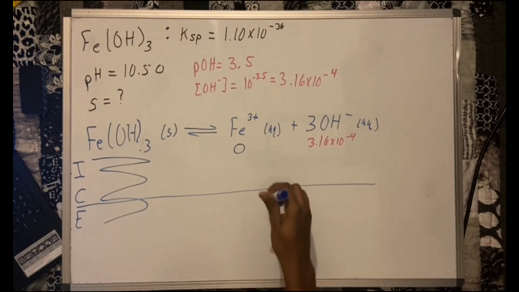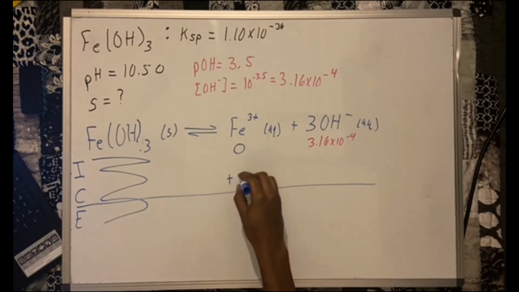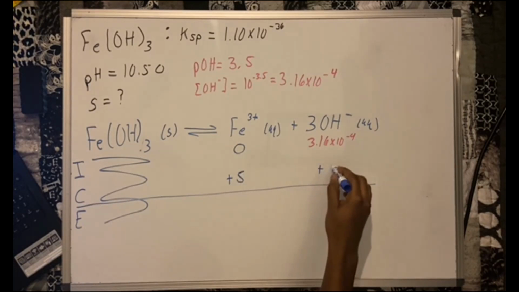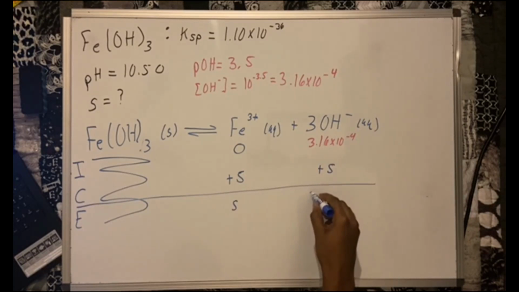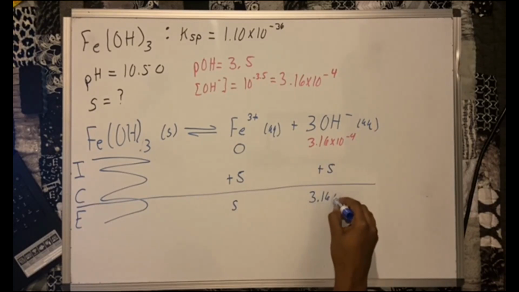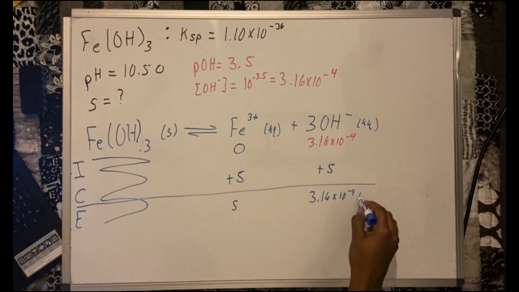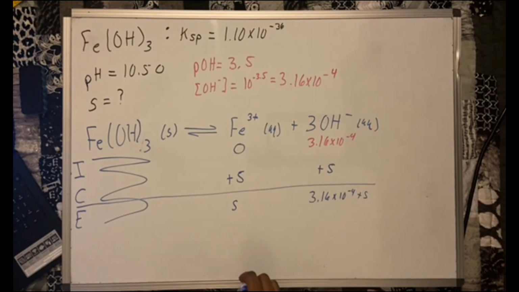Then we do our S's where we used to have X, so plus S, plus S. And so we have S and then 3.16 times 10 to the negative 4 plus S. Okay, and so now we can write our equilibrium expression. So we have our Ksp way up there. So Ksp, which is our 1.